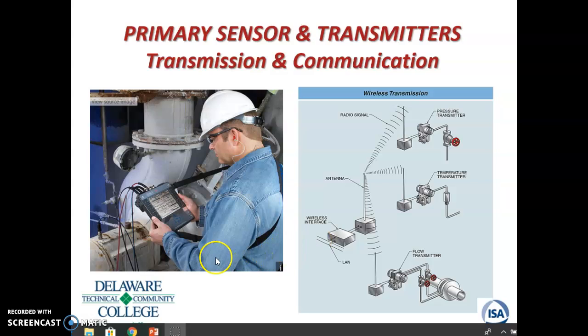We're going to be covering Chapter 9, okay? In this chapter, we'll review all of the individual control elements in the control loop and how they communicate with each other, okay? And that's basically what this is about, transmission and communication, okay?